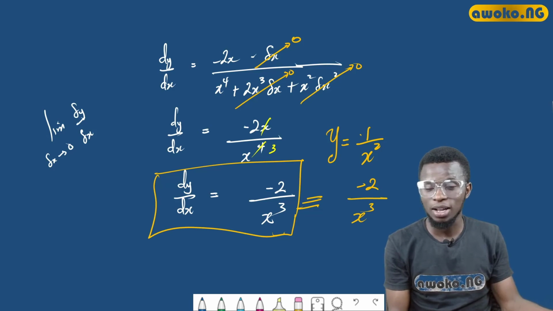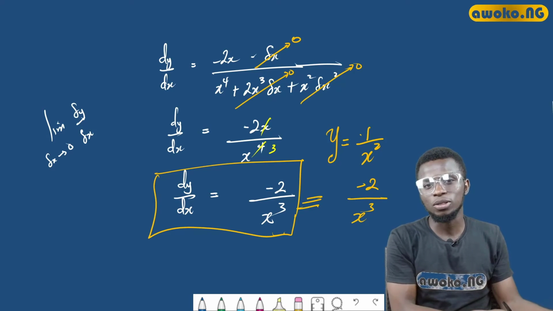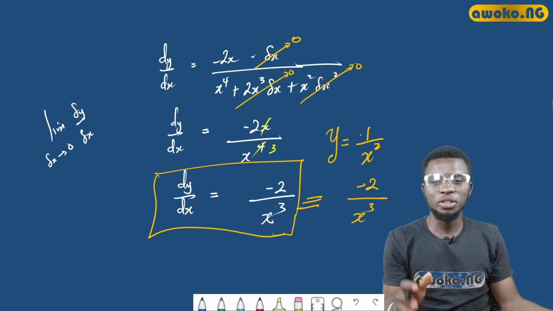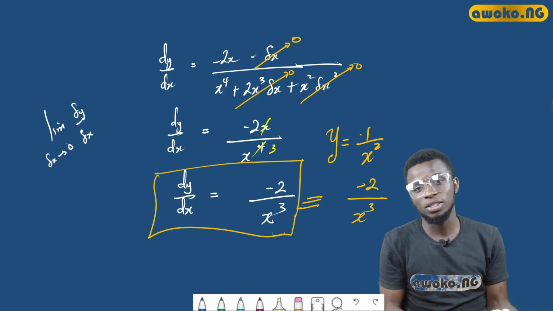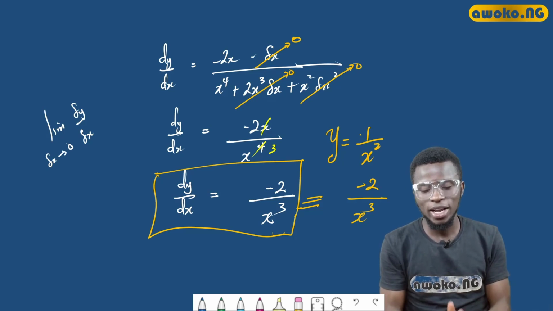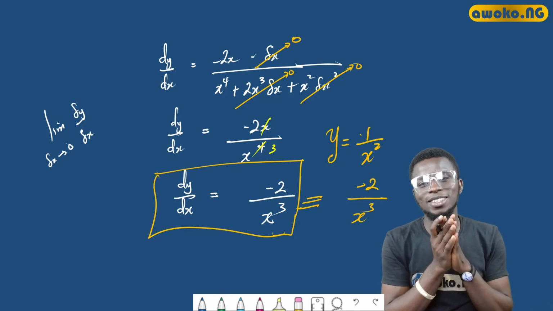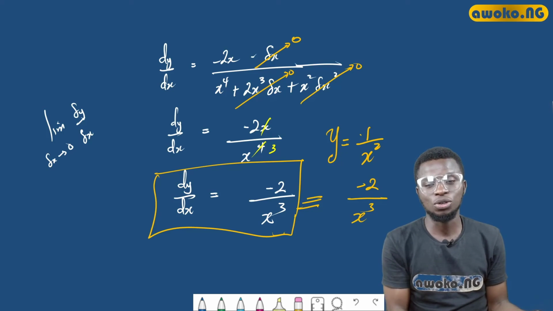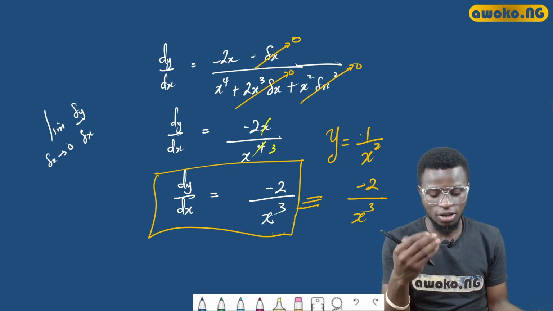I have confirmed that using both the formula method and the first principle method. And I'm sure that this has proven beyond reasonable doubt that whichever method you decide to use will still give you the same answer. This is where we'll end it on this note in the differentiation using the first principle.